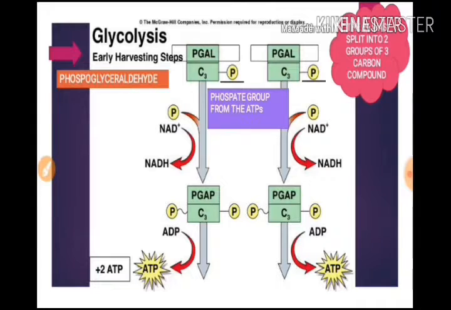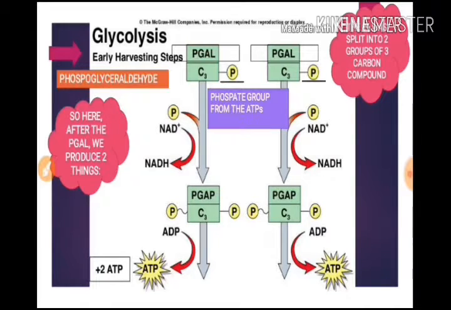From the PGAL, what are the products that we can get? From this PGAL process, we produce two things, which are 2 NADH and 2 ADP. From NAD+, how did this NAD+ become NADH? We all know that in chemistry, reduction is gaining. So here we reduce the positive charge by gaining electrons and it becomes NADH. So the NAD+ becomes NADH.